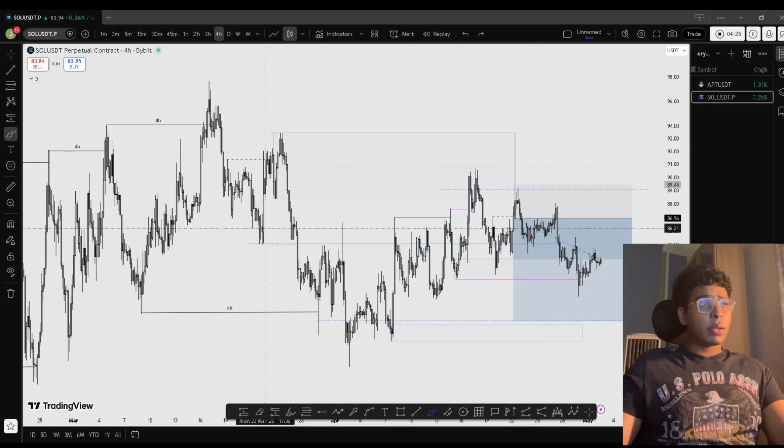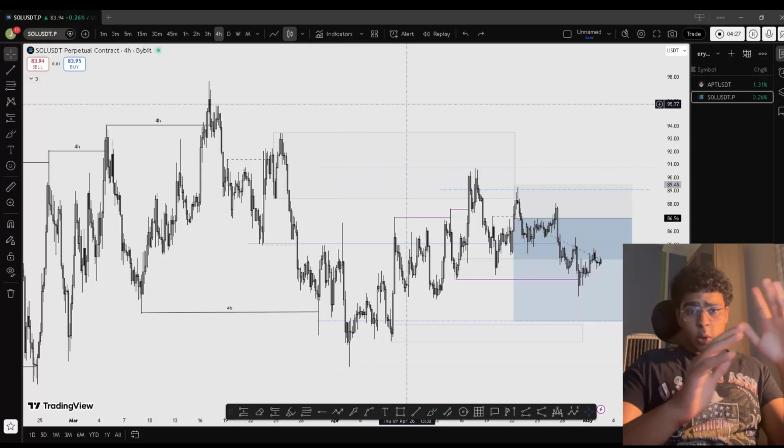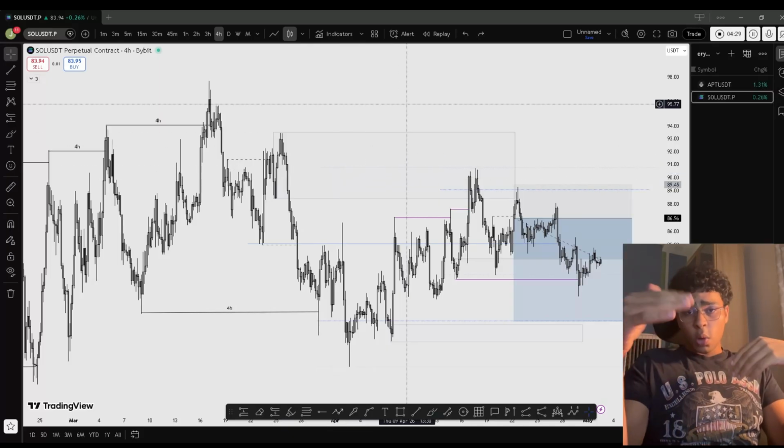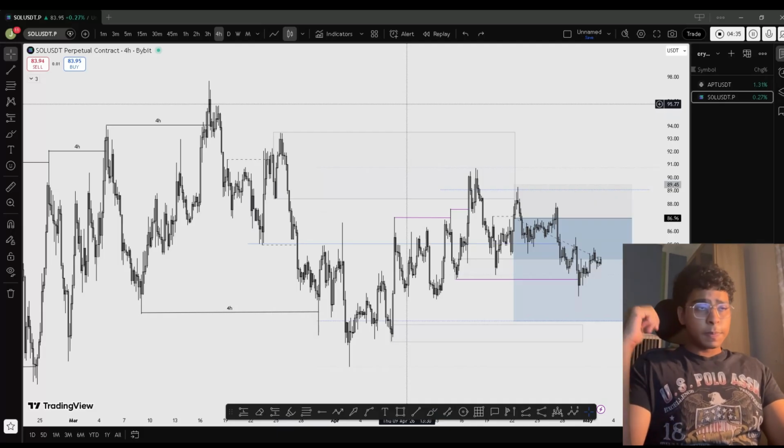I hope you understand that. Okay, so this was the first part where I explained how to differentiate between a strong area of supply, a weak area, and a strong area of demand.